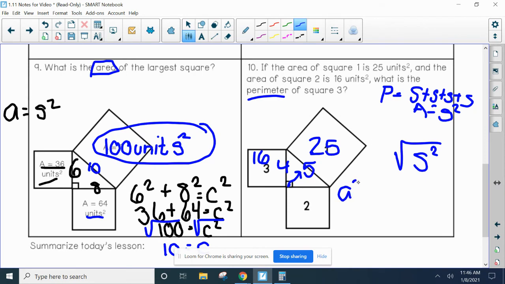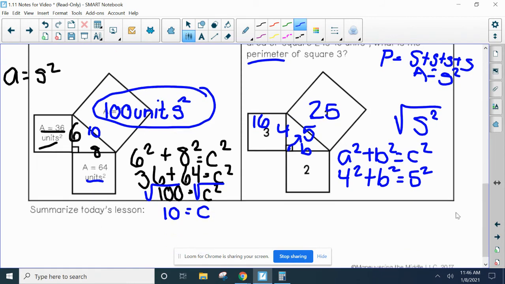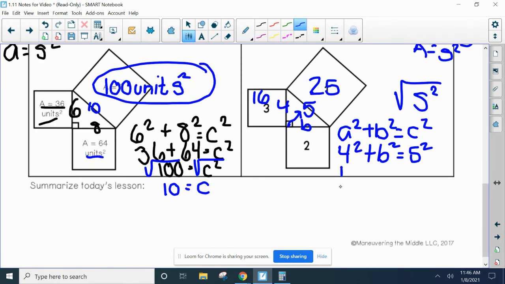So a squared plus b squared equals c squared. So we have one side, we're missing a side, and we have our hypotenuse. So I'm going to say the side I do have squared plus the side I don't have squared is going to give me my hypotenuse squared. All right, so then 4 times 4 is 16, plus the side we don't have squared, is going to be equal to 25.